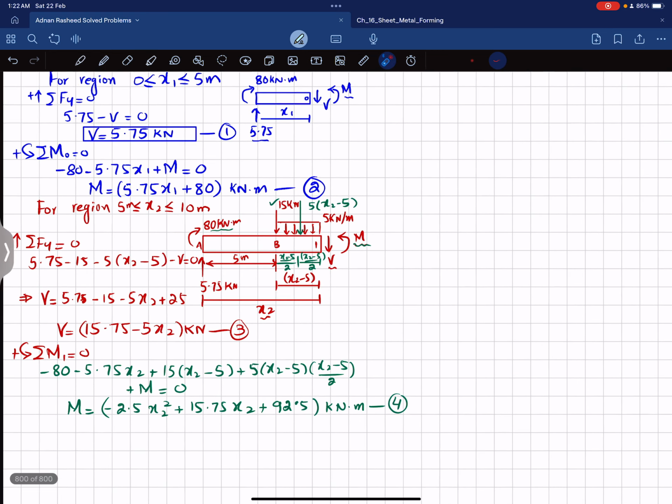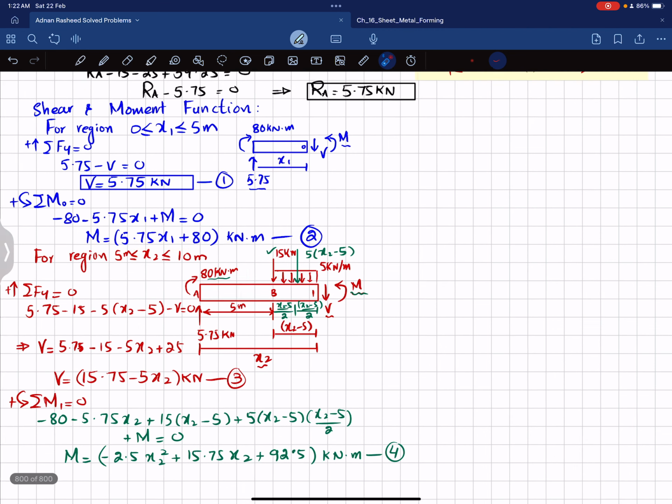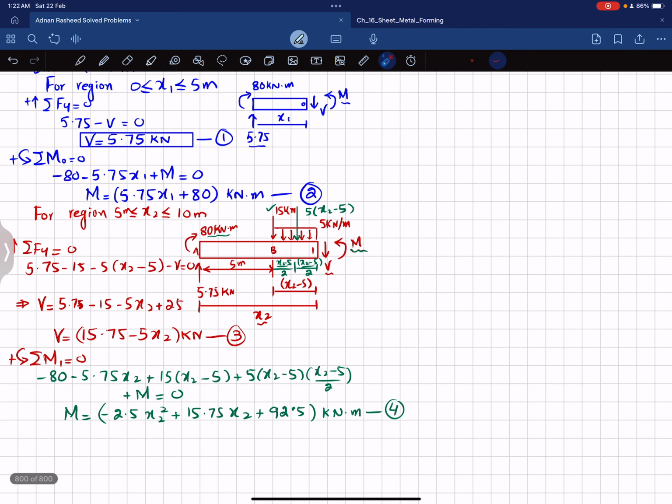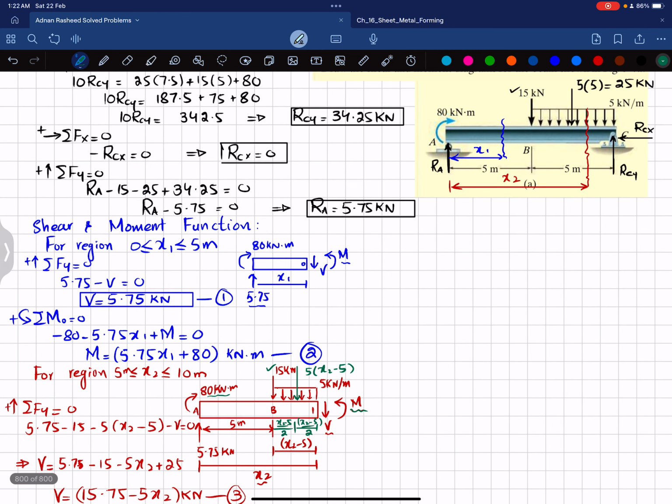So with the help of equations 1 and 2, we will draw the shear force and bending moment for this region, and for the region where x2 is greater than or equal to 5 meter and less than 10 meter, we will draw the shear force and bending moment by using these equations. So let's start with that. Okay, for the shear force and bending moment diagram, again you have to draw a vertical line from the end of this beam. Clear? Let me draw it.